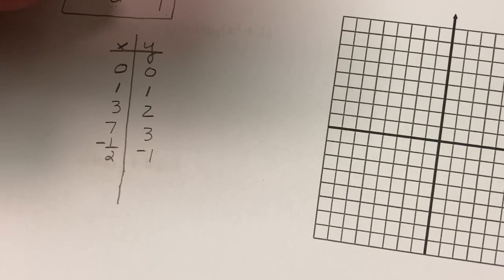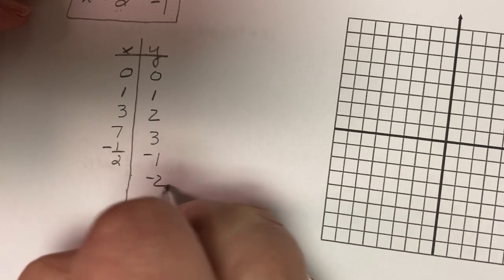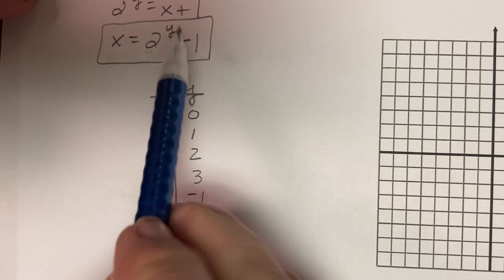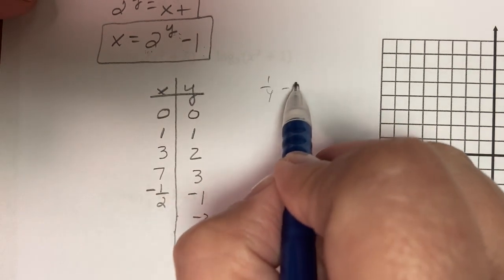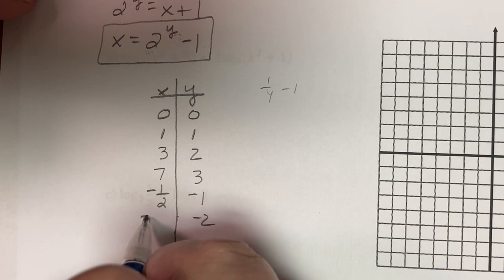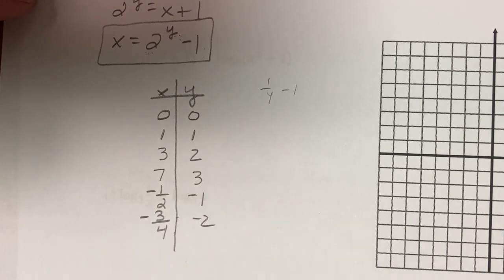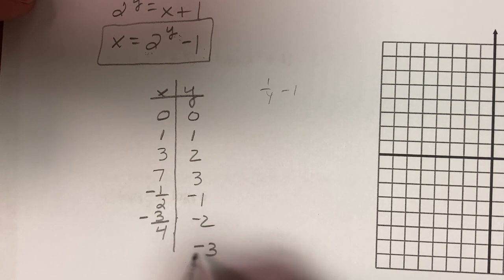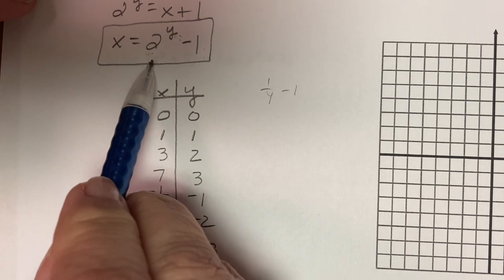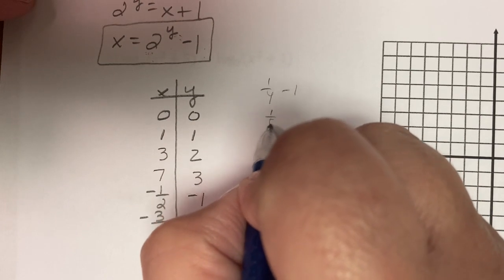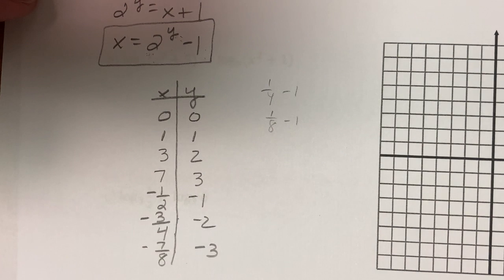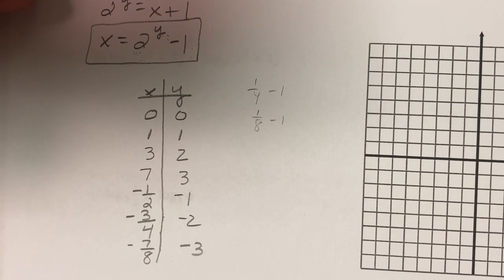Oops, let's plug in negative 2. If I plug in negative 2, 2 to the negative 2 power is 1/4, minus 1 is going to be negative 3/4. Oh, let's plug in one more. How about plugging in negative 3? So 2 to the negative 3 is 1/8, minus 1 would be negative 7/8. All right, let's see what we got going on if we look at the graph.